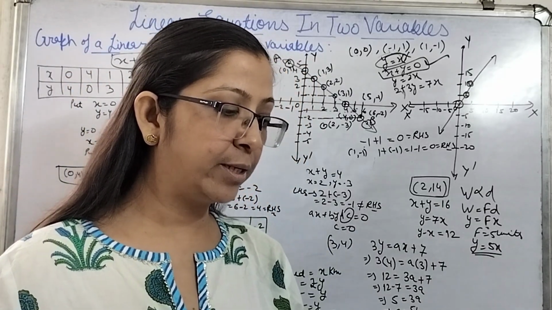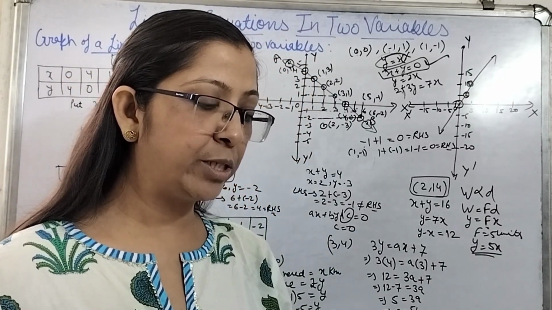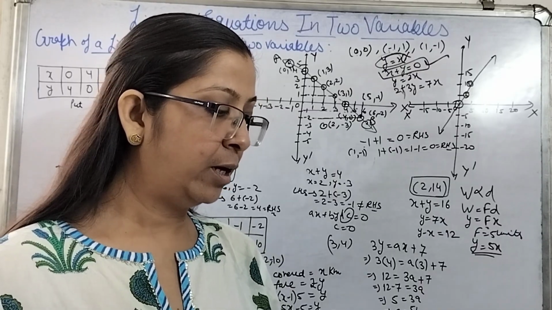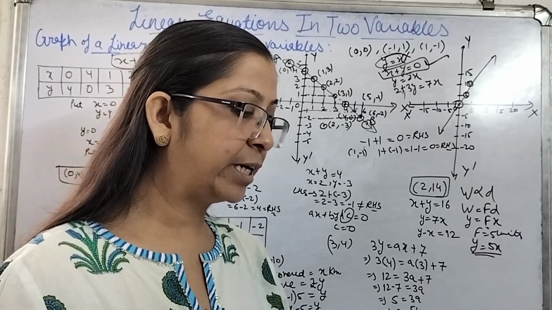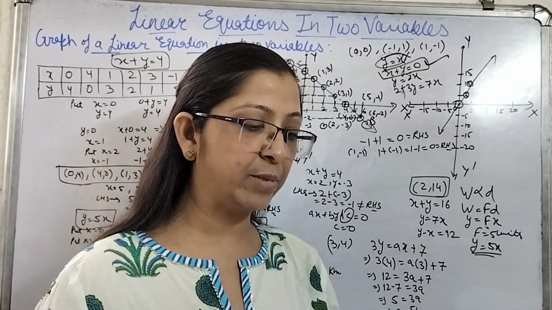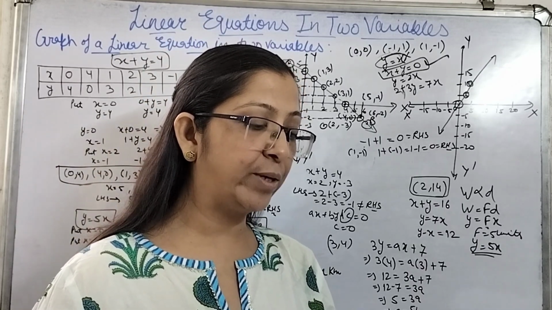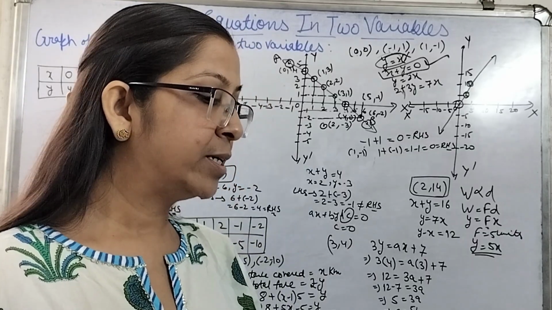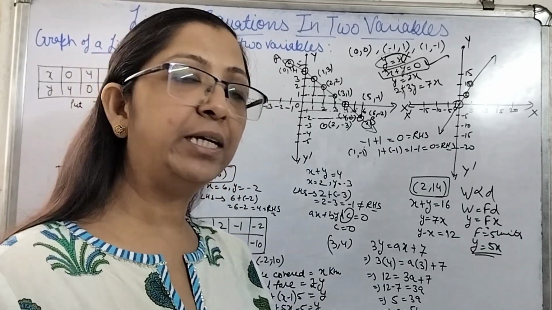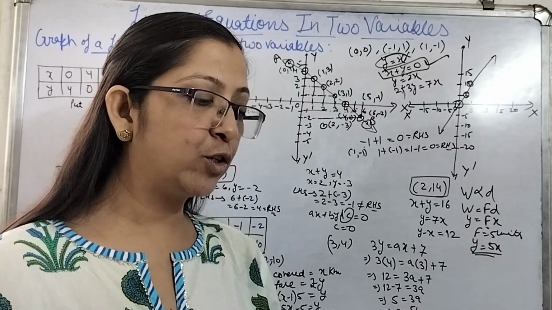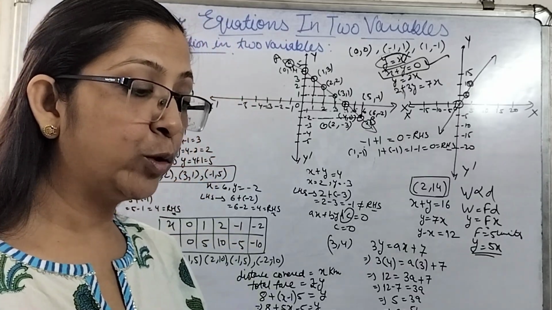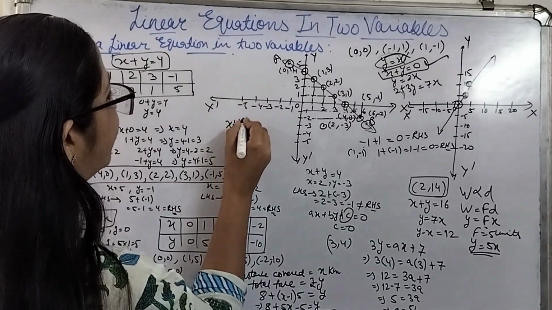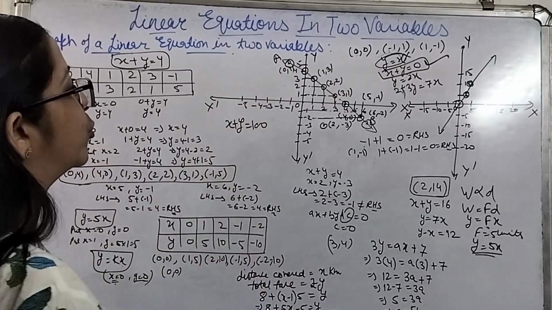Then the next question is, Yamini and Fatima, two students of class 9th of a school, together contributed rupees 100 towards the Prime Minister's Relief Fund to help the earthquake victims. Write a linear equation which satisfies this data. You may take their contribution as rupees x and rupees y. See, we have taken the contribution of Yamini as rupees x and contribution of Fatima as rupees y. So the total of this is your 100.